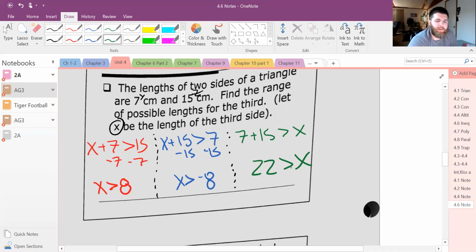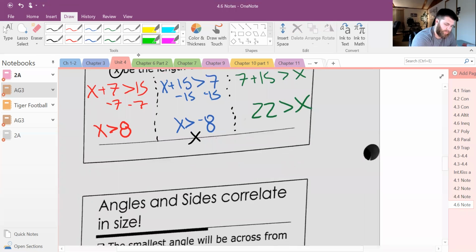Okay, so we have x is greater than negative 8. What are we going to do with that one? We got to eliminate it, and we're going to make a compound inequality here. Can a distance ever be negative? Can a side ever be negative? No, right? So cross that out. We want to cross out the middle one, and make a compound inequality now.